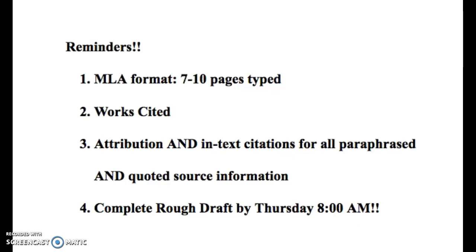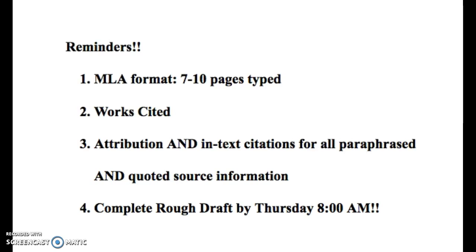Before we get too far into the analysis of sample paragraphs, I want to give you a few reminders for your essay. First of all, remember that it needs to be MLA formatted. It's 7 to 10 pages typed. 7 is your minimum. The works cited is not included in your minimum pages. And you should start with a works cited page. You should have that running the whole time that you are working on your body paragraphs and including your research. Go ahead and copy and paste your citations from your source summaries and begin building that works cited as you go. This will help you with your in-text citations.